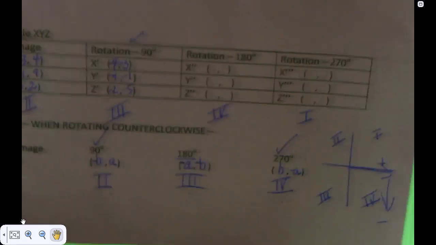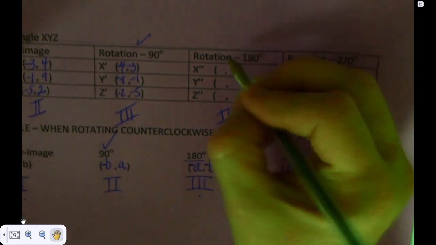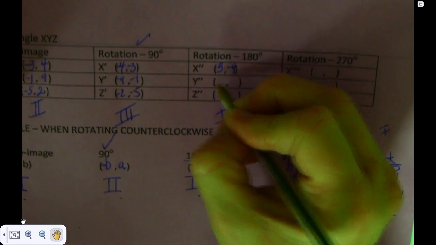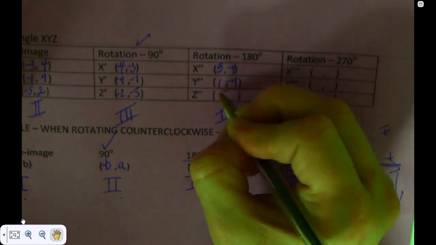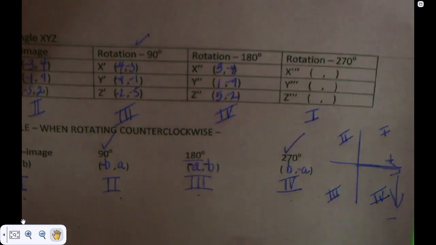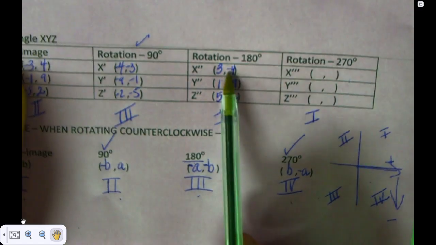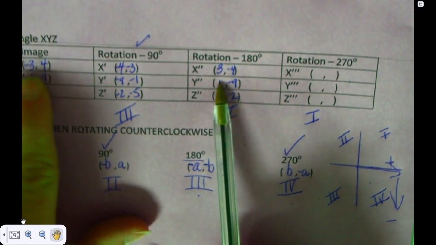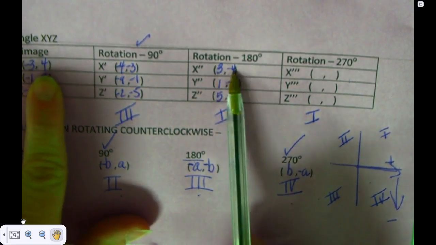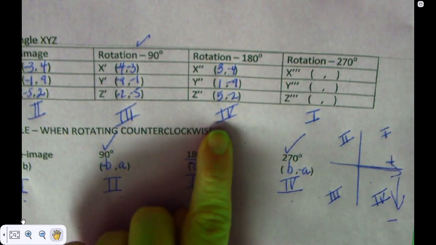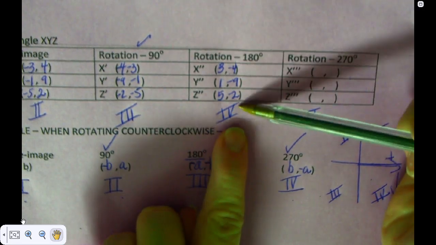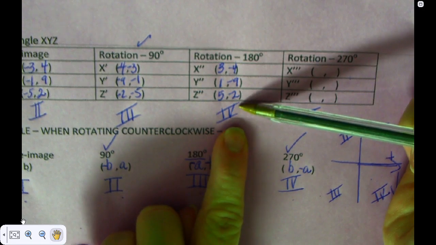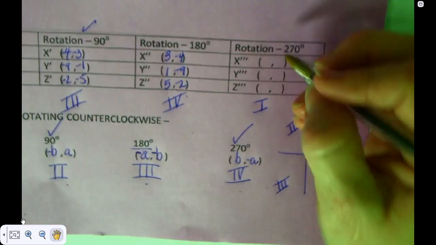If you do a 180-degree turn, it's going to be 3, negative 4. Okay, so you flip the numbers, and you also flipped the signs, didn't you? Because negative 3 went to 3, 4 went to negative 4. You're in quadrant 4, and you have to have positive x, negative y. Good job. And then 270.